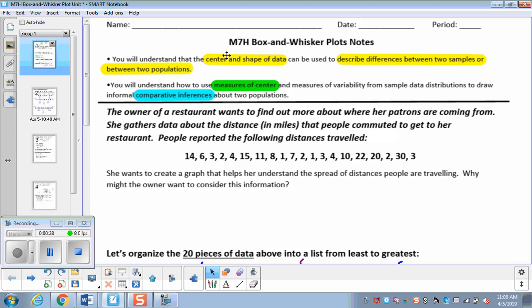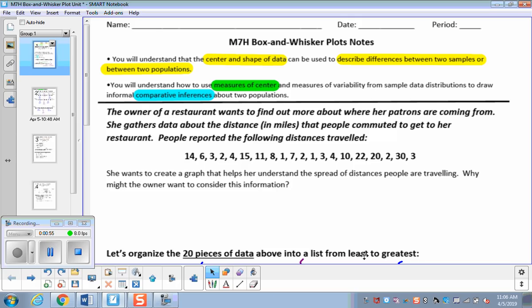In green here, you can see that we are going to also understand how to use the measure of center, which is the mean, median, mode, and range that you've already learned about in elementary school. And we're also going to explore measures of variability from different data distributions, and we're going to be, again, drawing different inferences about multiple populations.